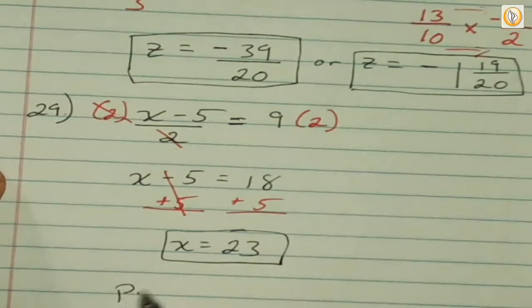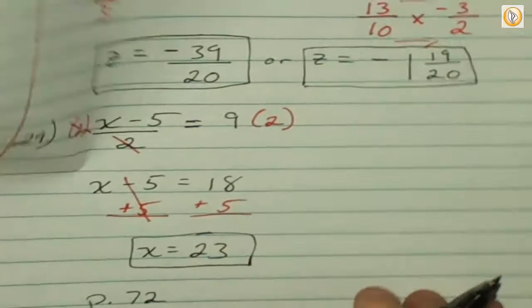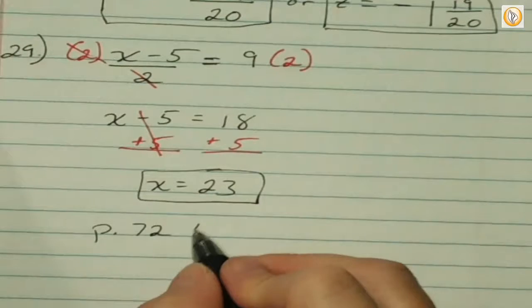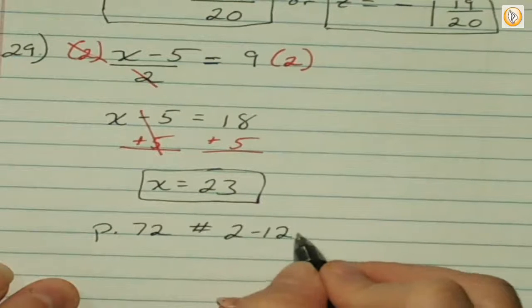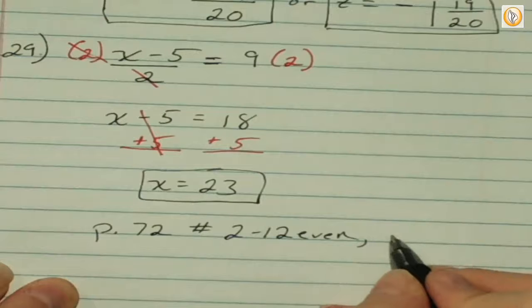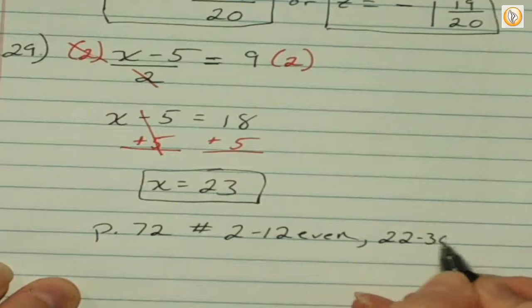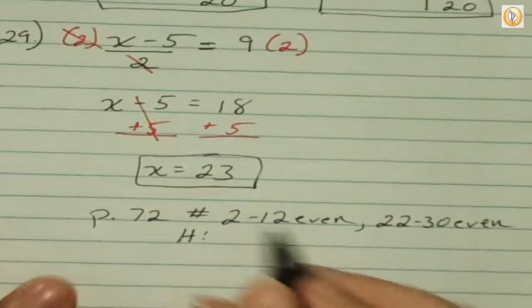All right, I am setting you free. You're doing page 72. Numbers 2 through 12 even. And then 22 to 30 even. Honors.